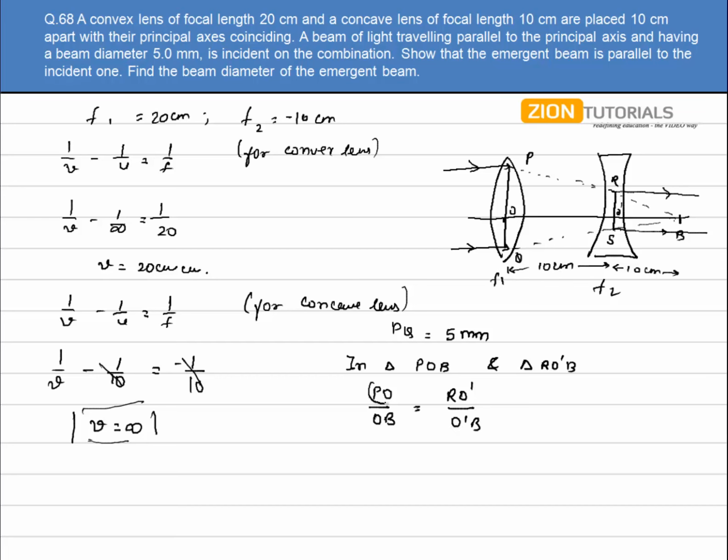Now the value of PO is known to me, that is 5 by 2, because it is half of the diameter, that is the radius, and the value of OB is given to me as 20. The value of RO dash, that is what I have to calculate, and O dash B is given as 10. So on solving this, I get the value of RO dash as 2.5 by 2. So the total length, that is the diameter of the emergent beam, is given as 2 times RO dash, that is equal to RS, and that is equal to 2.5 by 2 into 2, which is equal to 2.5 mm.